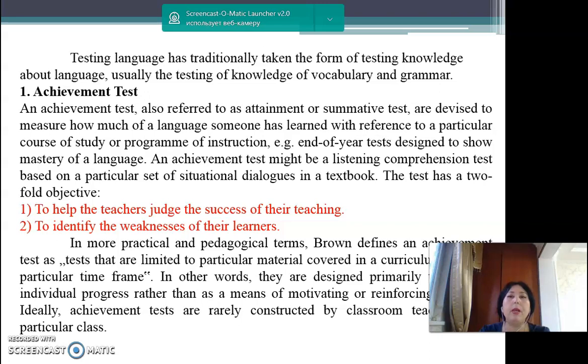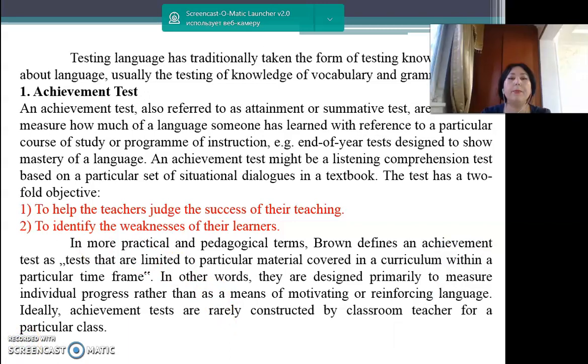For example, an end-of-year test designed to show mastery of a language. An achievement test might be a listening comprehension test based on a particular set of situational dialogues in a textbook. The test has a twofold objective. The first one, to help the student judge the success of their teacher. The second one, to identify the weaknesses of the learners.